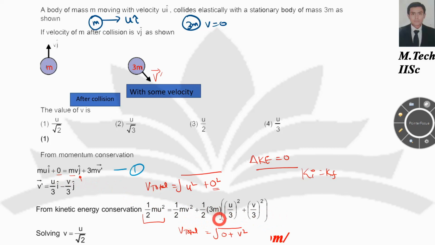And in a similar manner you have to write the total velocity for the 3m body, a component of u by 3 square and resultant velocity v by 3 whole square. So the resultant velocity you have to incorporate over here. Okay, now after which you have to find the value of v in the form of u. So it is coming out to be u by root 2.